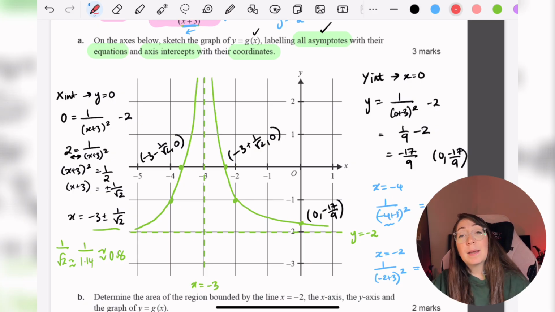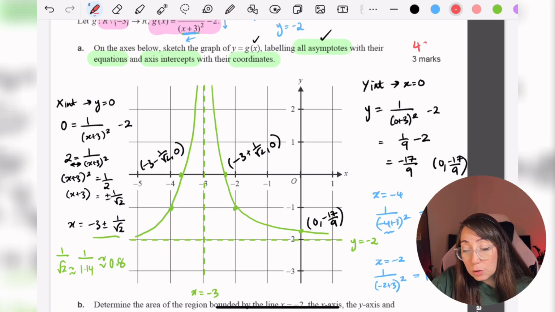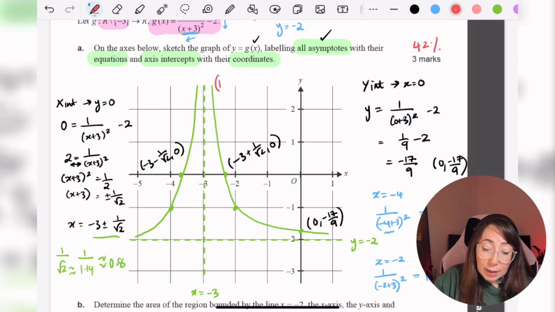Okay, let's talk about the examiner's report because they have plenty to say about this question. First of all, only 42% of students actually managed to get full marks on this question, but there are lots of fiddly elements to it. So 3 marks, where do they come from? The first mark comes from the shape.